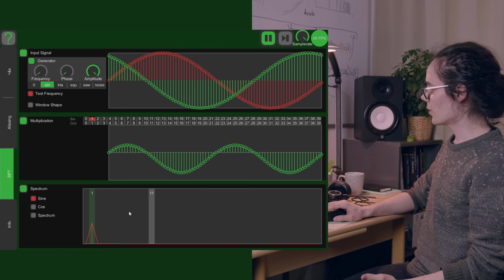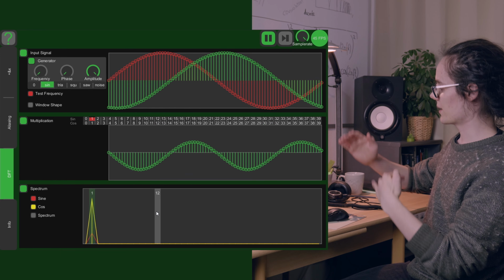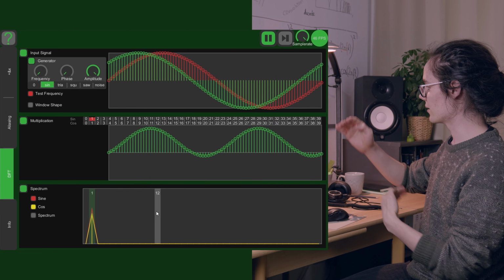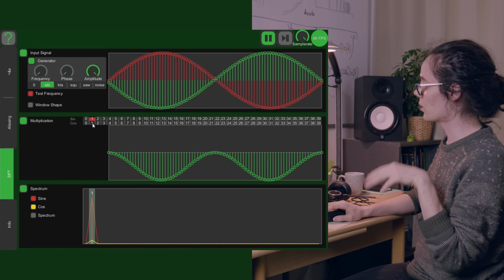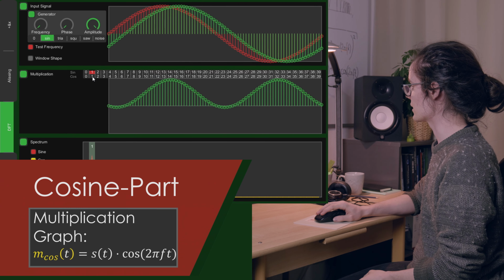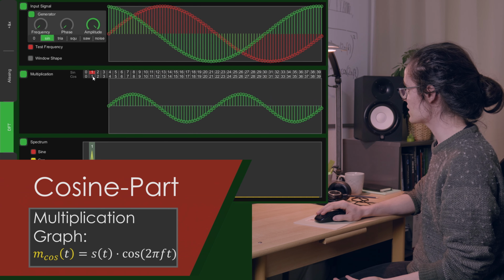Now we can also turn on the cosine part, and you will see that the sine part and the cosine part oscillate up and down in an alternating way. We can also look at how the cosine part of the test frequency multiplied with the input signal looks like. It looks like this.